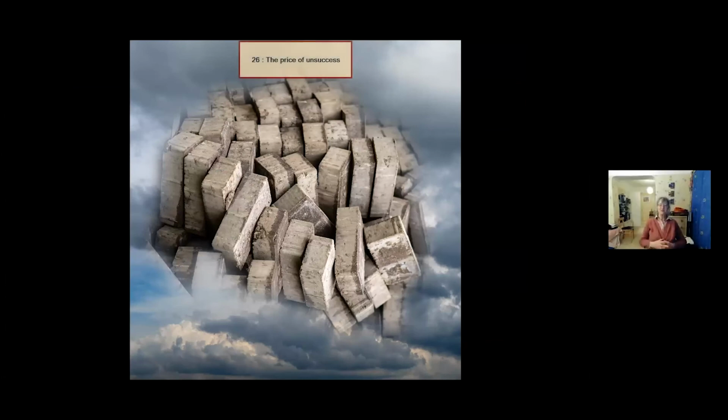Right, this one caused me problems because I don't understand the title. I'm looking at this going, are they bricks? Okay, if they're bricks, why are they floating in the clouds? I can't work it out. And if they're not bricks, what are they? I don't know. I mean, it's called The Price of Unsuccess. I'm going, why? In the end, I have to ignore the title and just look at the picture.